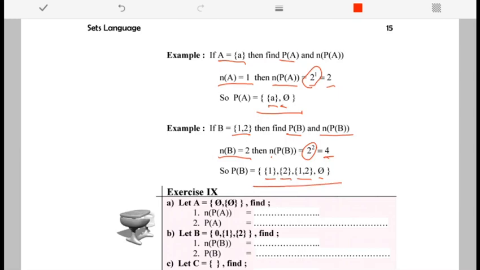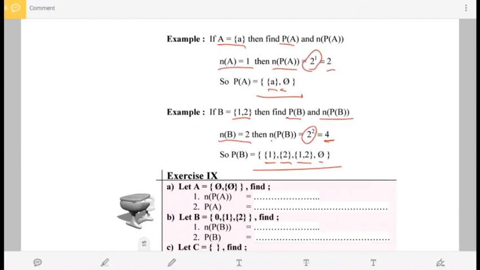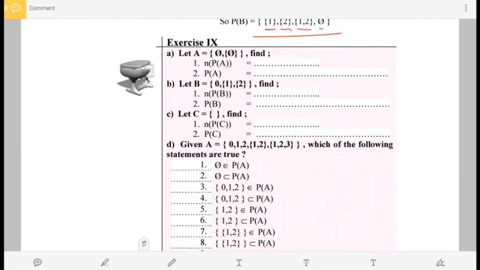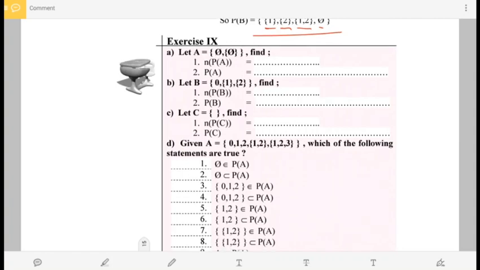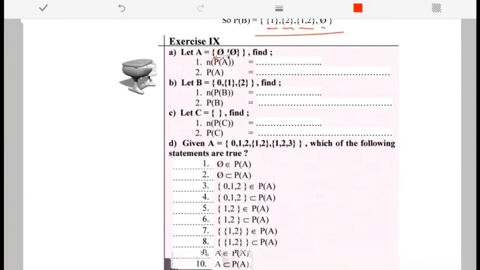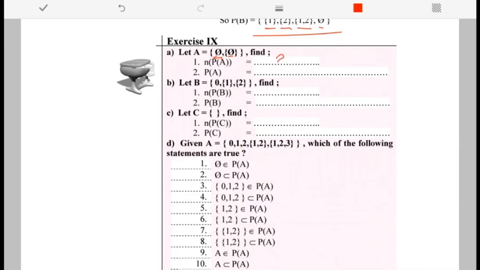Next, number 9. Let's have the answer for number 9, so I can explain it clearly. Okay, here. You have power set of A, so you have two elements, right? So 1 and 2. So 2 power of 2 because you have 2, right? So they have 4.